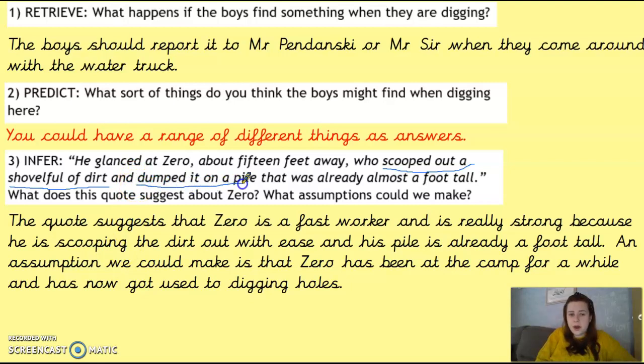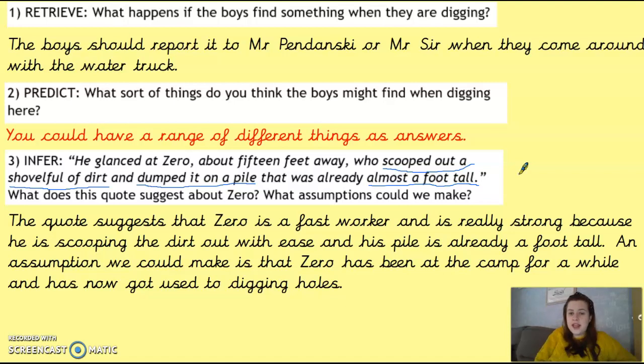He dumped it on a pile. What does that suggest if you just dump something? So he didn't place it, he dumped it on. And his pile was almost a foot tall already. And this is before Stanley's even managed to start digging or get any dirt. So those are the key things that can help us answer the questions.